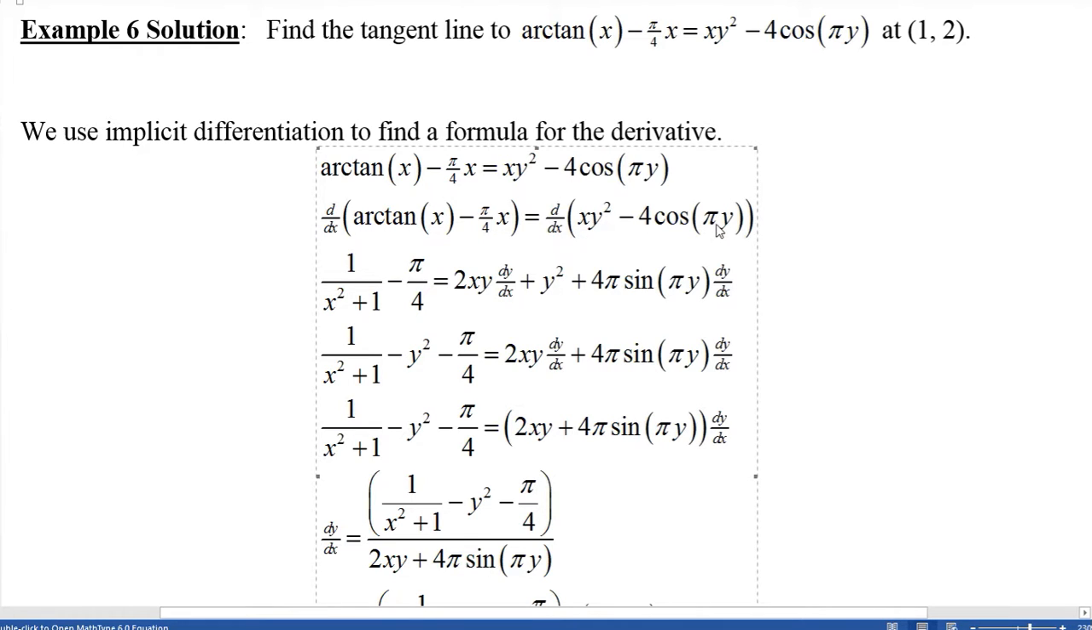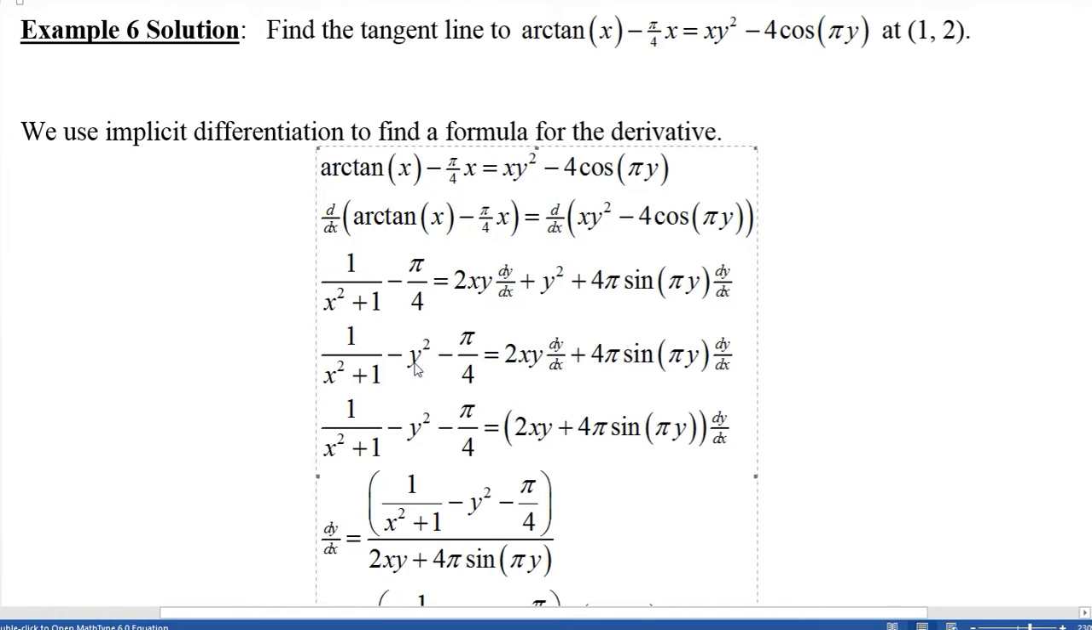Then here we have derivative of cosine of something is sine of that something times the derivative of the something. The derivative of that inside is just pi times the negative 4y. I'm sorry, the derivative of cosine is minus sine, so that brings this minus to a plus. And then we have the dy over dx. The dy over dx stuff's already on the right side.